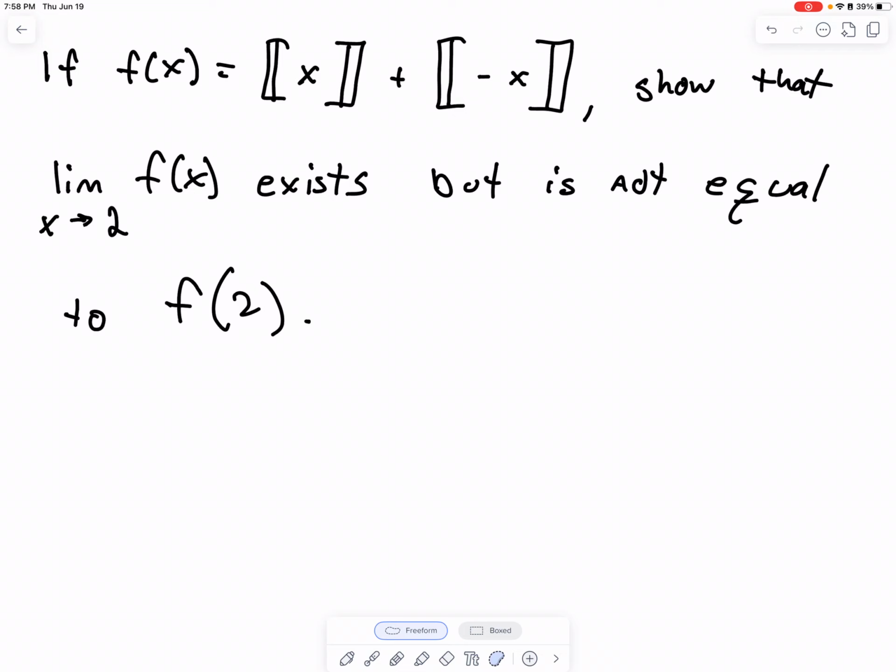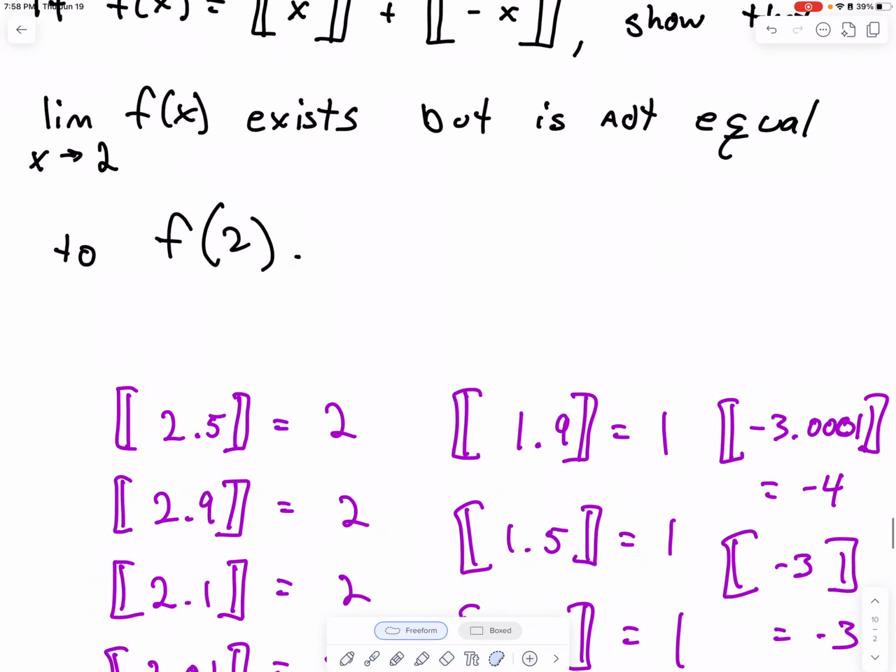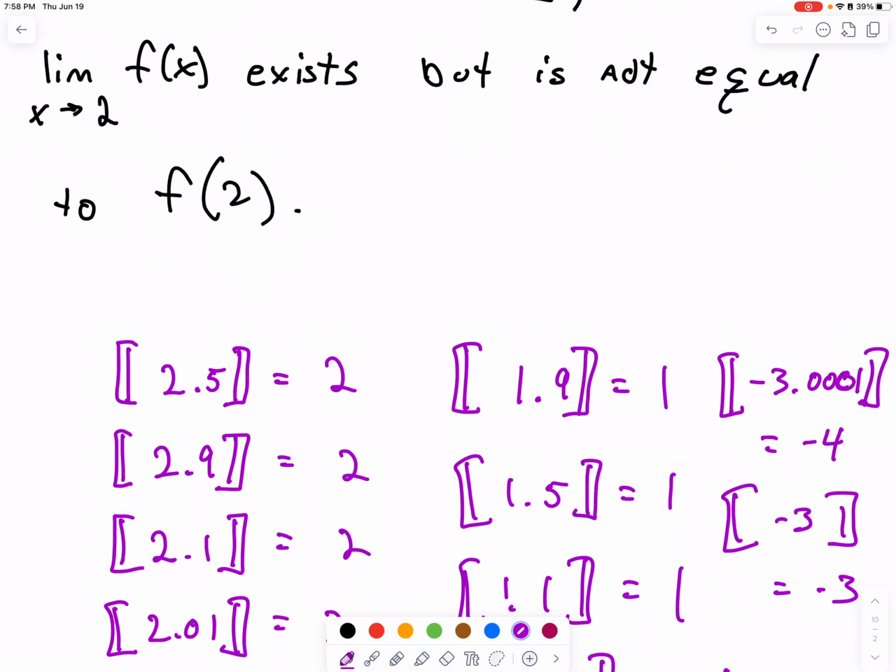Okay, so we did an introduction for the greatest integer function. We're asked to show that this limit exists but is not equal to f of 2. So now let me label this. Again, this is called the greatest integer function.